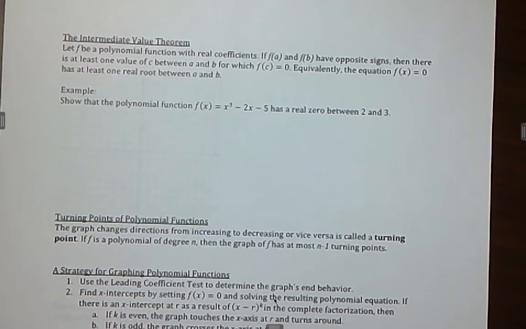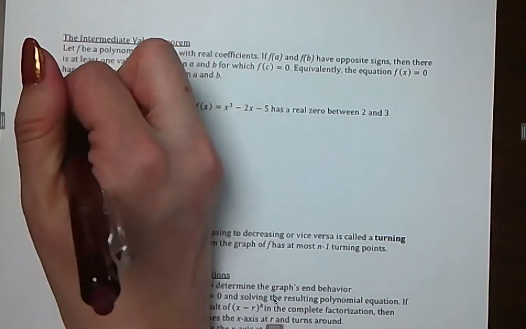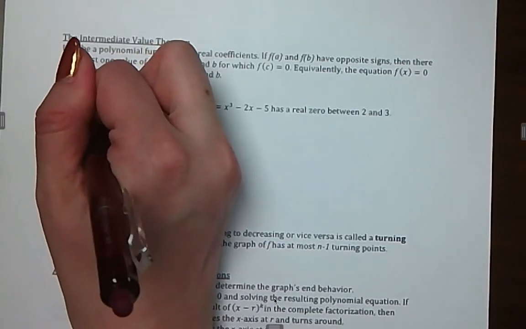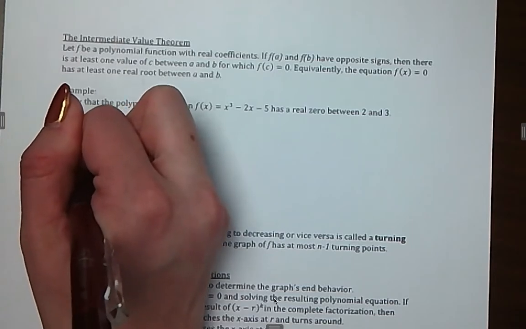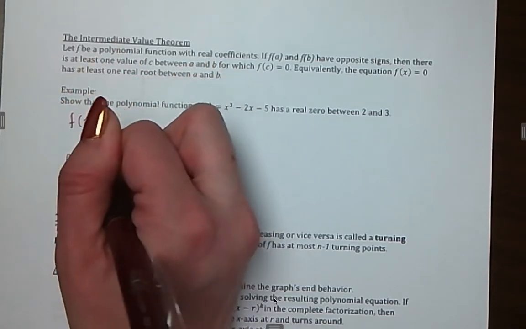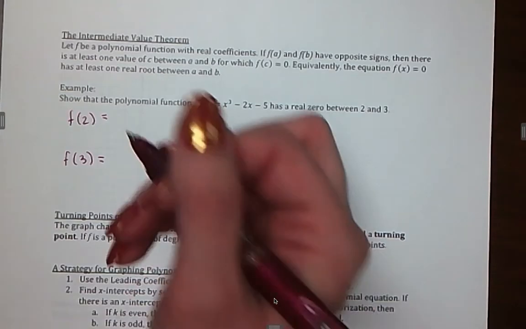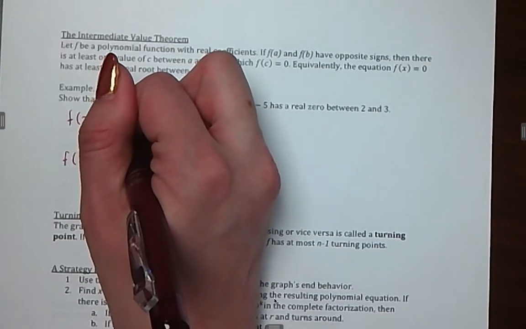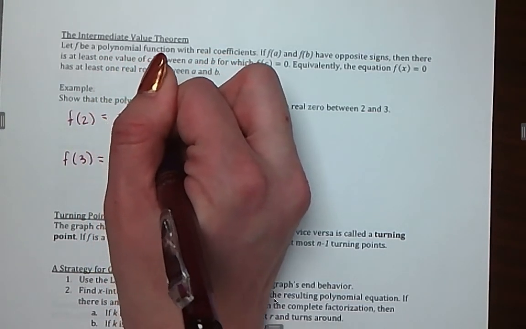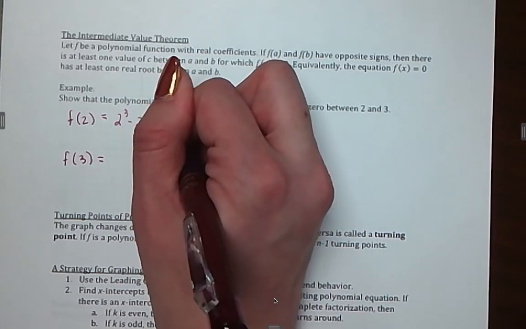So if we do this one, show that the polynomial function f of x equals x cubed minus 2x minus 5 has a real 0 between 2 and 3. So we're going to find f of 2, and then we're going to find f of 3, and see if we get a positive value and a negative value. If they're both positive, then we don't know that there's a 0. So, plug in 2. We have 2 cubed minus 2 times 2 minus 5.